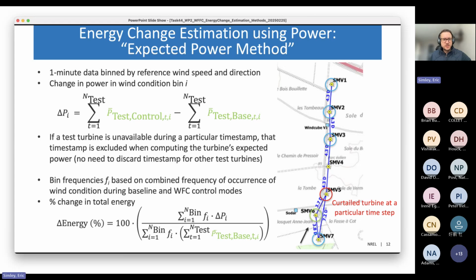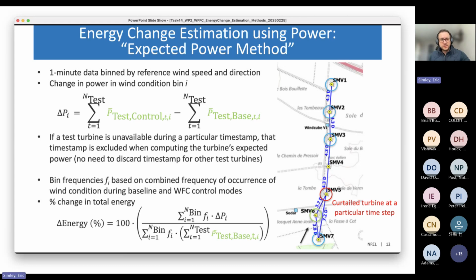So this metric, we're computing a change in power in each wind condition bin, and that's computed by summing over all of the test turbines, all the turbines we're interested in, and then summing the mean power of that test turbine within a wind condition bin i for the wake steering control period, and then subtracting that same summation over all test turbines of the average power of the turbine during baseline control for that wind condition bin.